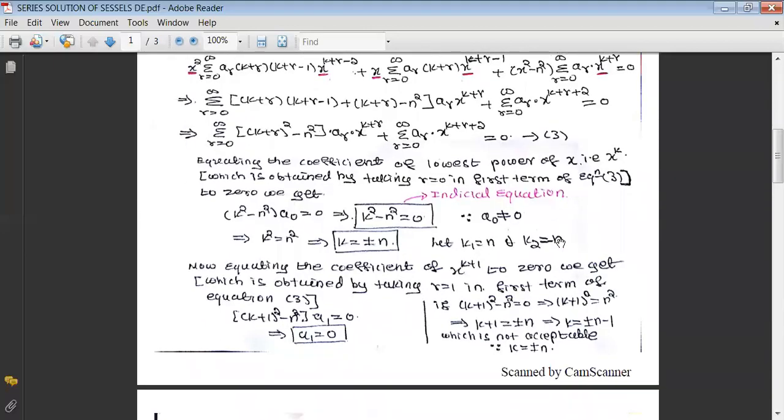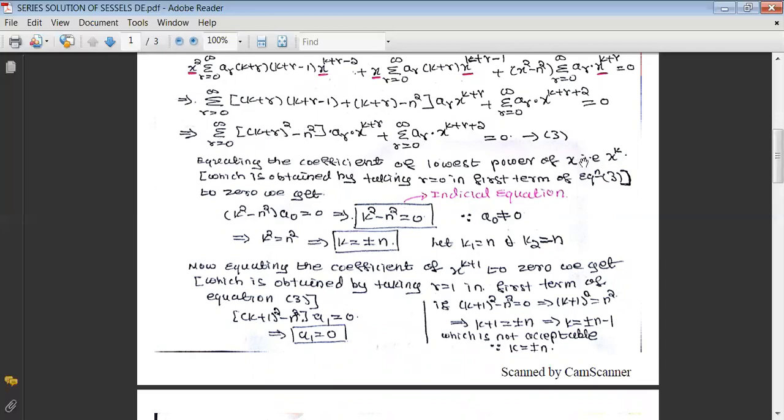Now the fourth step of the Frobenius method, or generalized power series method, says we have to equate the coefficient of the lowest power of x. Once you look at equation 3, the lowest power of x is obtained by taking the value r equal to 0. If you take r equal to 0 in the first term, here we get x raised to k. If you take r equal to 0 here, you will get x raised to k plus 2. The lowest of that one is x raised to k.